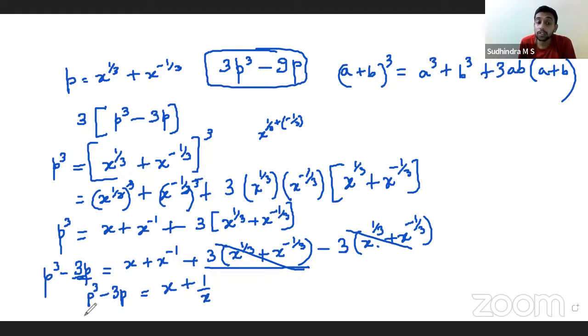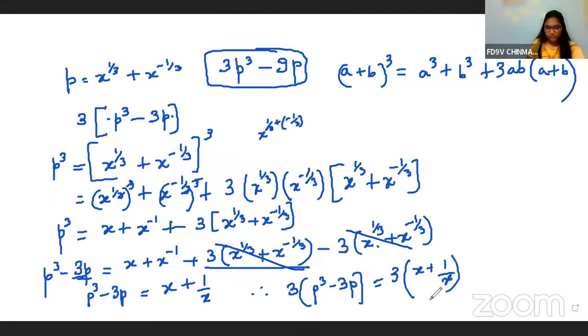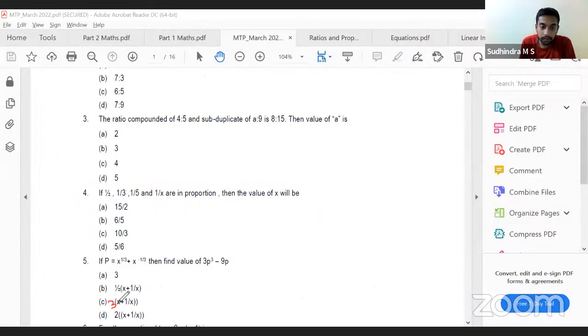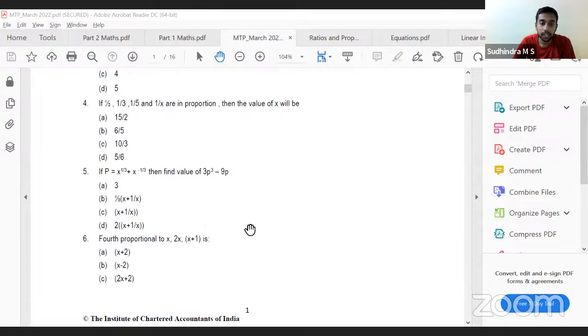But what we required was not p cube minus 3p. We required 3 into p cube minus 3p. Therefore, 3 into p cube minus 3p is 3 into x plus 1 by x. Now, if we look into the options, none of the options has this answer. But this has two brackets, so I think there is a printing mistake here. There should be 3 here: 3 into x plus 1 by x. This should be the answer. But ultimately, the answer is 3 into x plus 1 by x, whatever options we have.